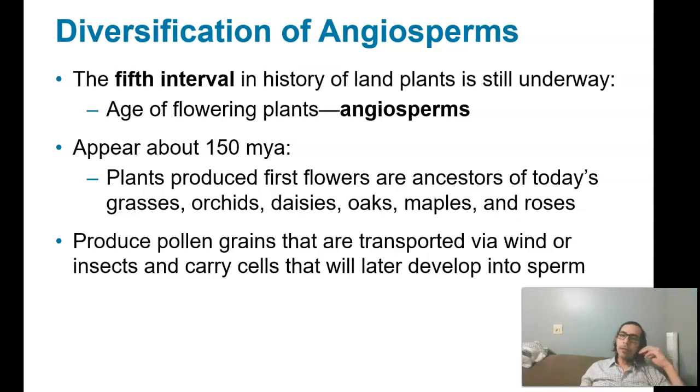These produce pollen grains that are transported either by wind or insects. There are also some mammals and birds that pollinate, but the majority of the pollination is done by insects, like flies, bees, moths, butterflies.